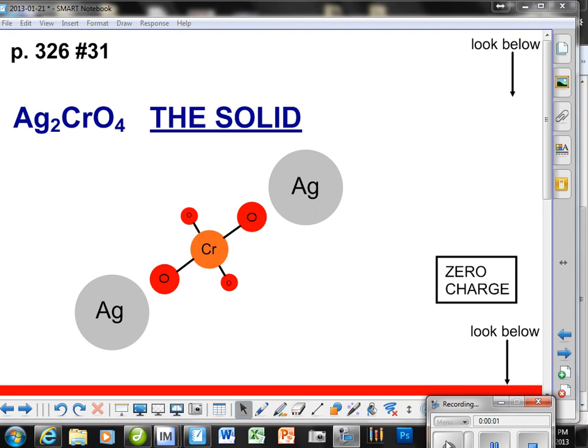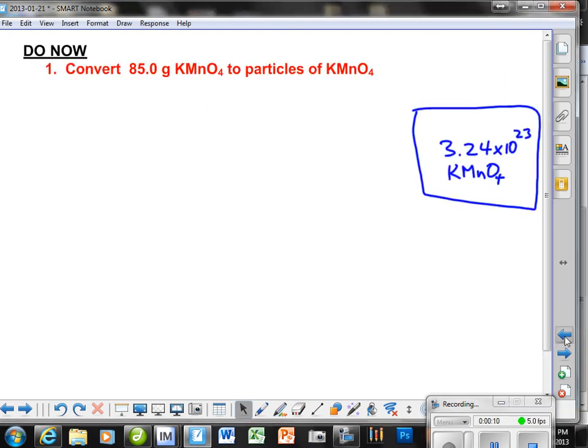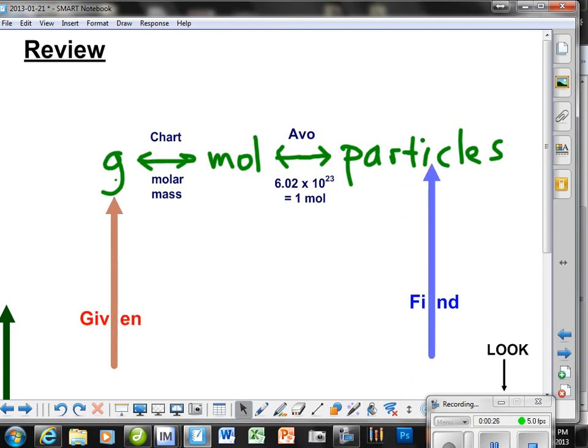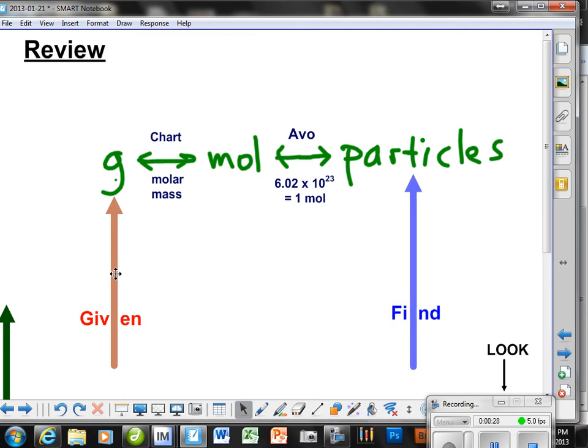This video will be addressing how to handle problem 31, A, B, and C on page 326. Before we get going on that though, I want to do a quick review of this little guy that tells you how to get from one unit of measure to another. The way it's set up right now, grams would be the given and particles would be the find.